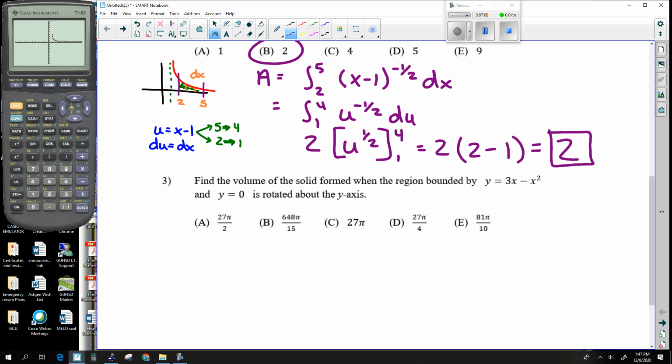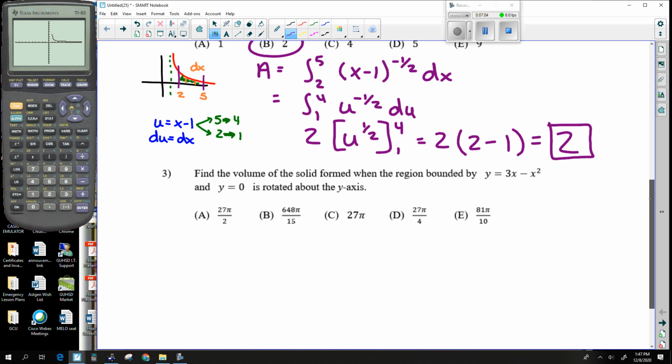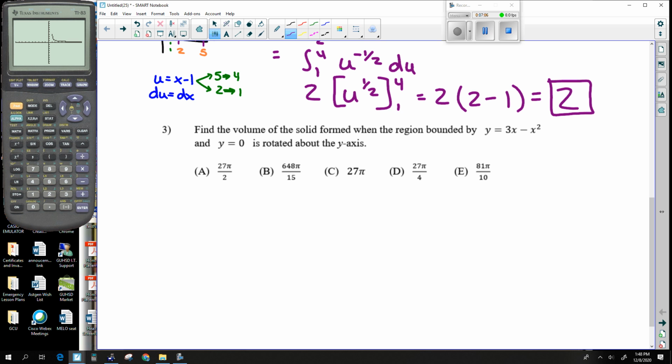Okay, here we have a volume being rotated, so this is a rotation. So a disk or shell method. Let's take a look. We got 3x minus x squared.